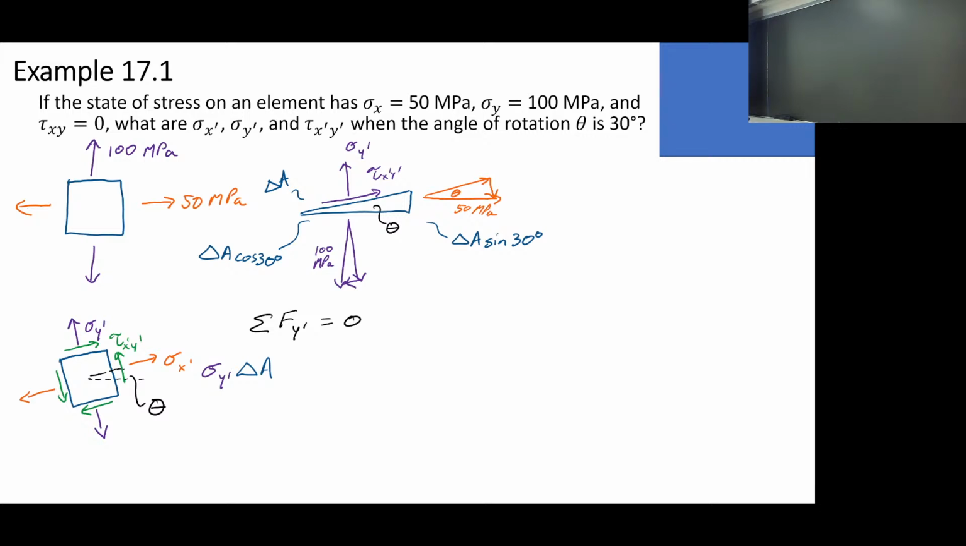Did you say the sigma x contribution? Yeah, let's say sigma x contribution. Where is sigma x? Which one is it? This goes back to the previous slide, I guess. Sigma x was 50 megapascals, and the sigma y is 100 megapascals.